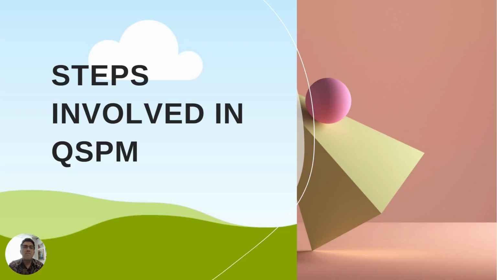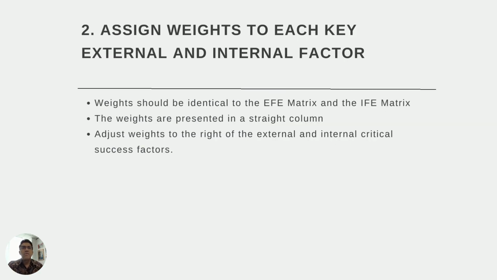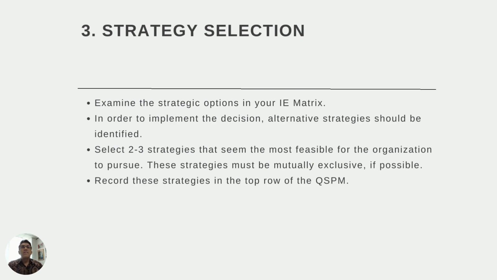So there are 6 steps involved in QSPM. The first one is listing the key organization SWOT. And this one, we have completed in the previous topic. So we are going to use the same variables that we have identified in our SWOT analysis and also in our IFE and EFE metrics. And we also have done this: assign weights to each key external and internal factor. And we are going to use the same weights that we have identified in the IFE and also EFE metrics.